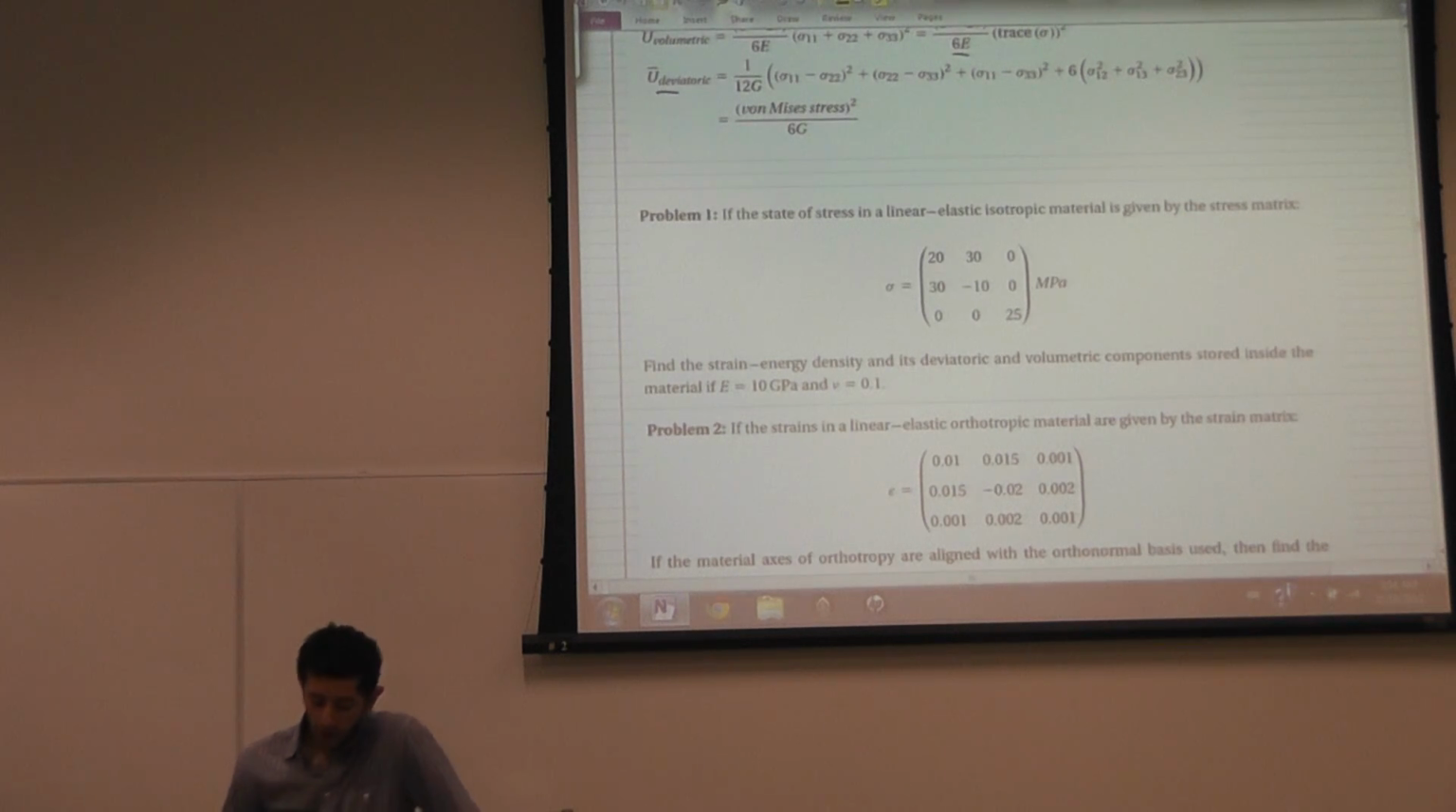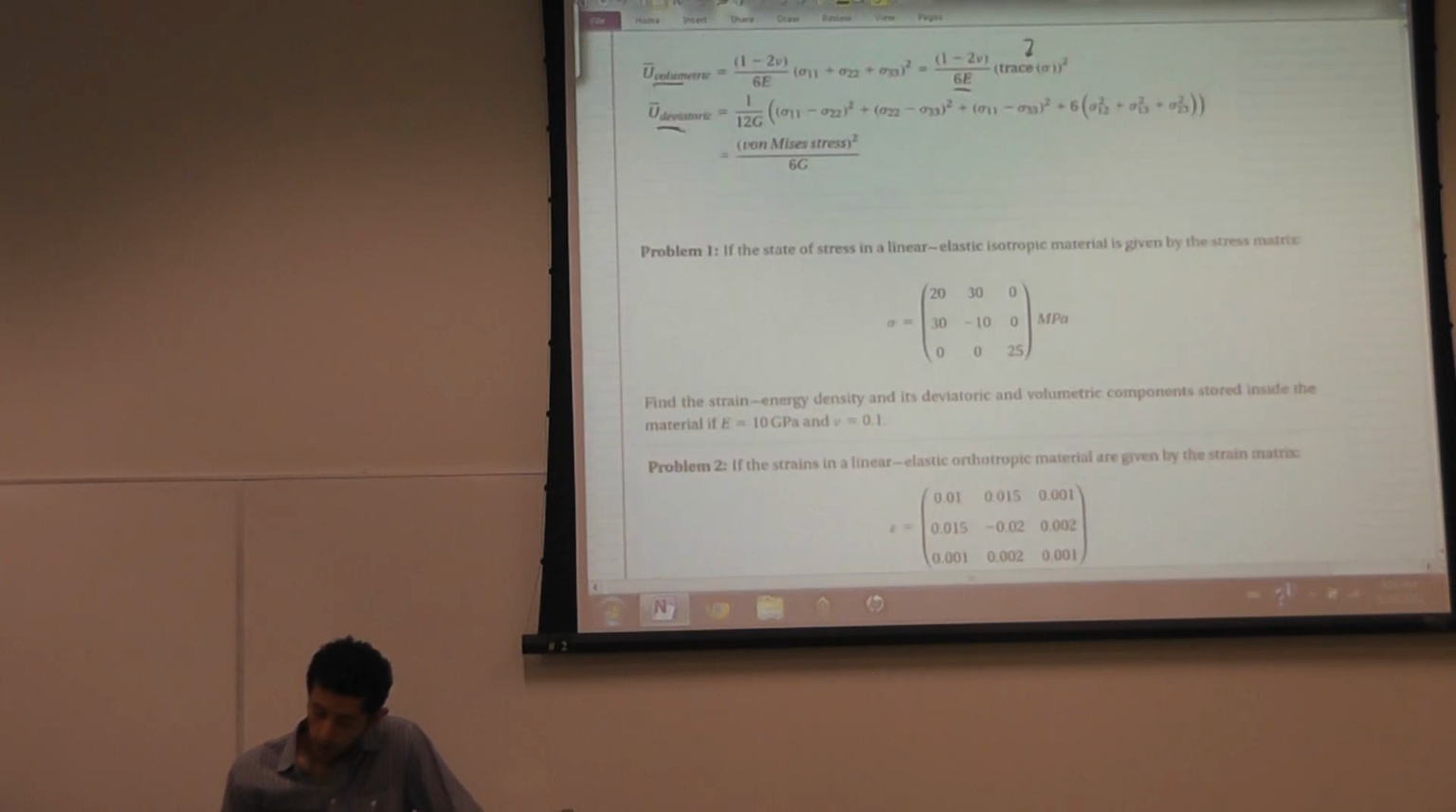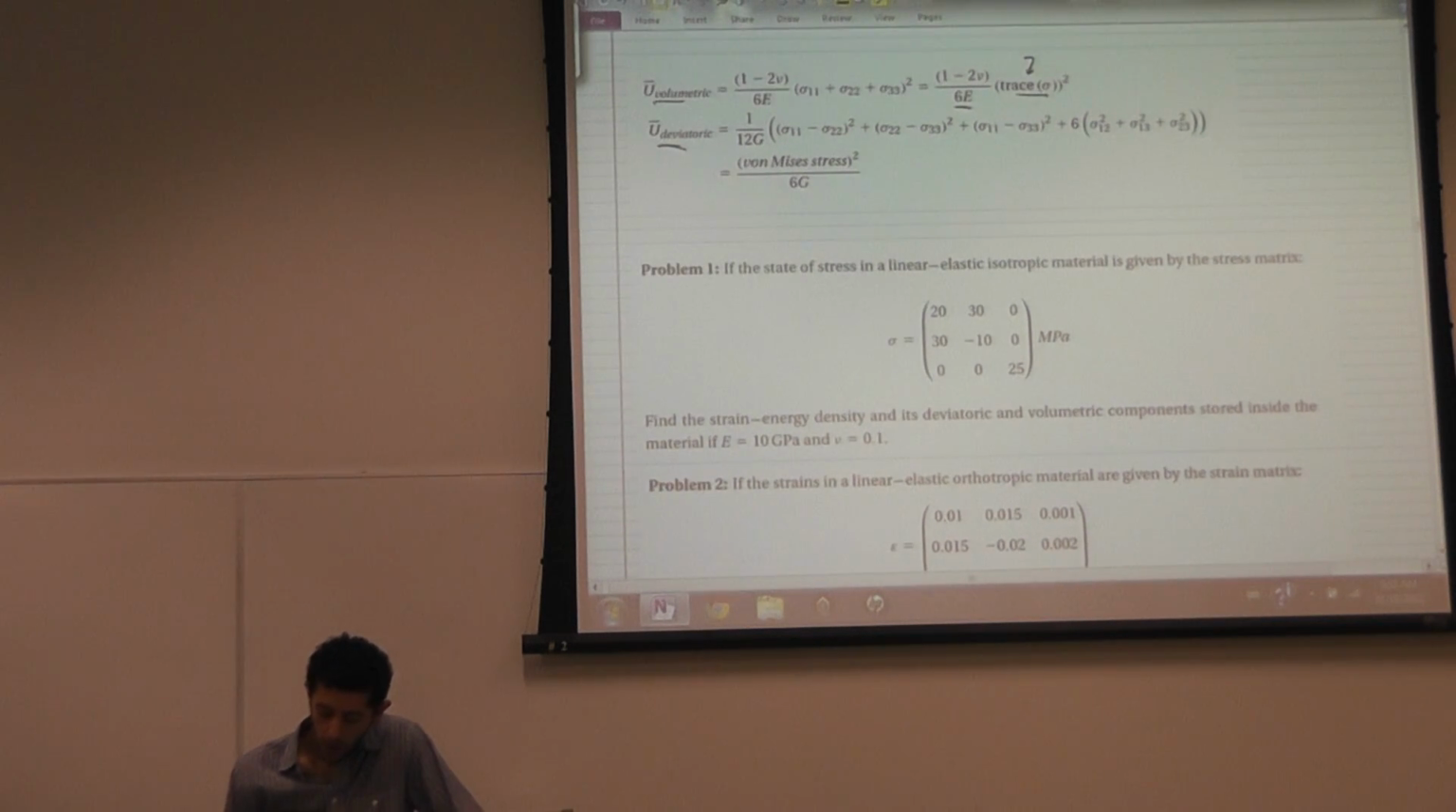So if I have a stress state and I would like to find the volumetric or the deviatoric energy component, the amount of energy stored inside the object, then just substitute into these above equations and you get both the volumetric and the deviatoric, and their sum has to be equal to the total.